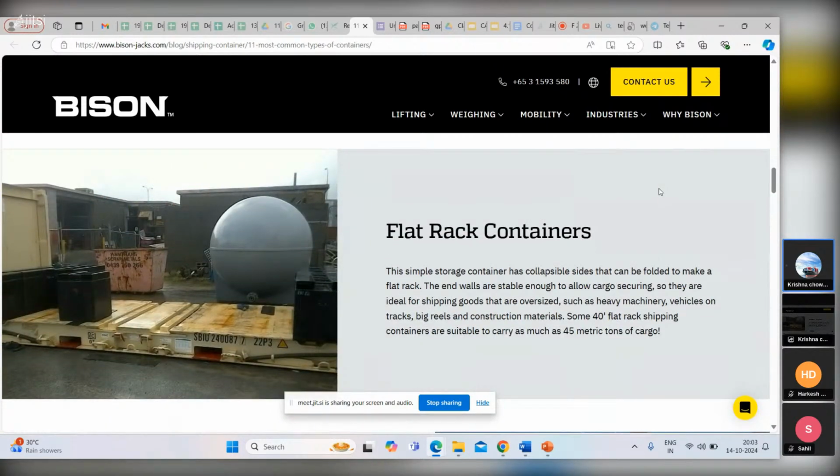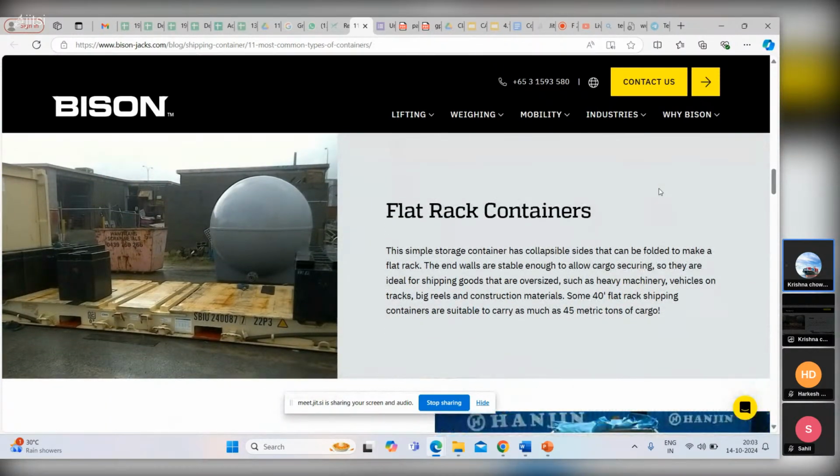Flat rack containers. This simple storage container has collapsible sides that can be folded to make a flat rack. The end walls are stable enough to allow cargo securing. So they are ideal for shipping goods that are oversized, such as heavy machinery, vehicles on tracks, big reels, and construction material. Some 40 feet flat rack shipping containers are suitable to carry as much as 45 metric tons of cargo. So they can carry a lot of cargo in one container, around 45 tons or more.